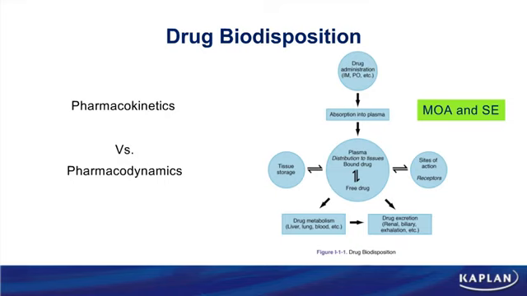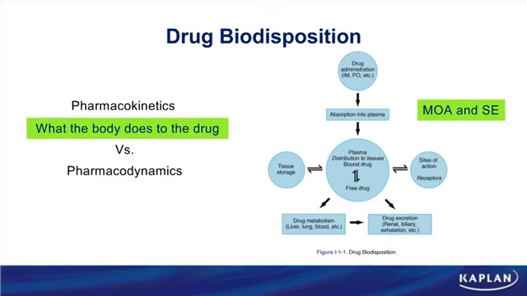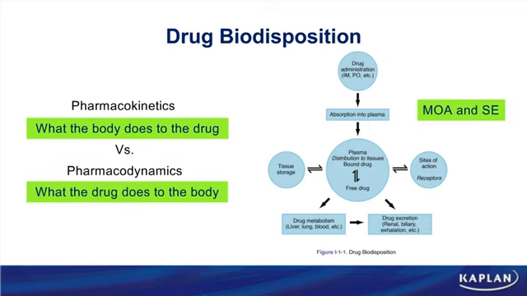This diagram shows us the relationship between pharmacokinetics and pharmacodynamics. These are terms that you need to be familiar with, and the first thing you should do is come up with a definition for each of these terms. I believe in simple definitions, so let's come up with a simple definition for pharmacokinetics. Pharmacokinetics is what the body does to the drug. So remember, what the body does to the drug is pharmacokinetics. On the other hand, pharmacodynamics is what the drug does to the body.